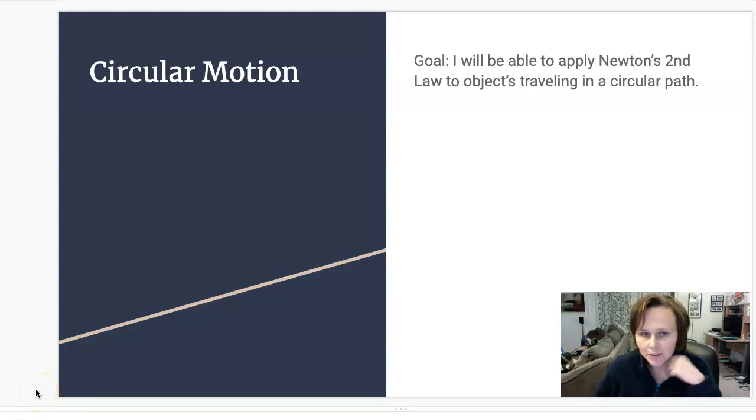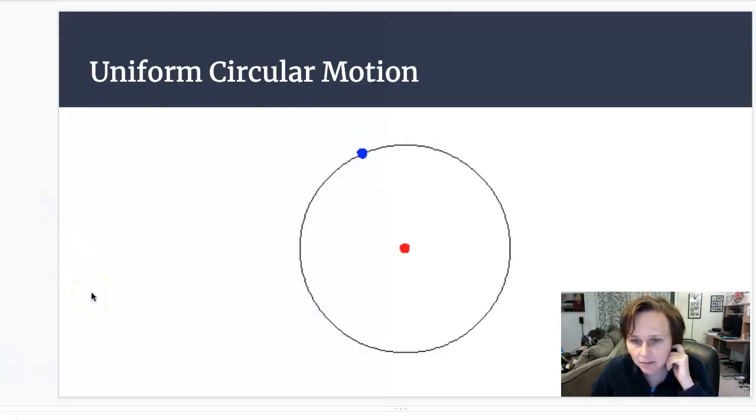Hi everyone, today's topic of the video is circular motion. The goal of the video is that I'll be able to apply Newton's second law to objects traveling in a circular path. Be ready for 2 secret questions I have for you at some point during the video. Let's look at this lovely diagram.